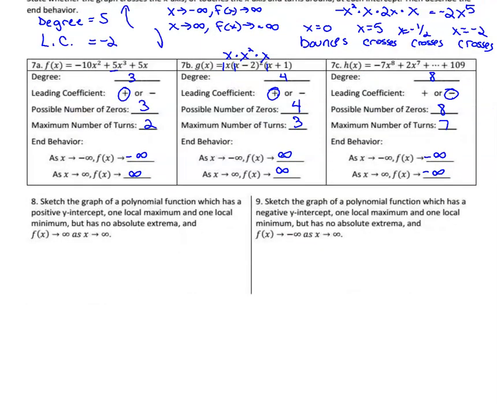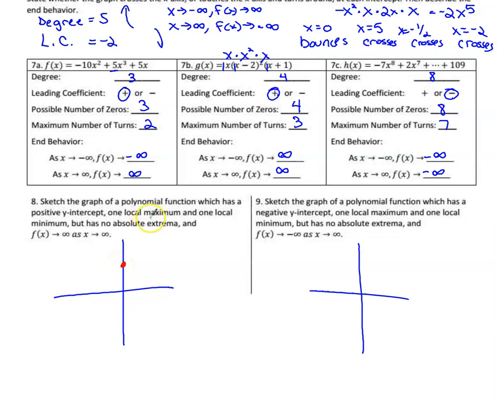And then the last section on this one says I'm going to need a coordinate plane, so I'm going to draw that on both 8 and 9. And we'll switch colors for my graph. Sketch a graph of a polynomial function. So it's going to be continuous, so I'll draw it without picking up my pencil. And it has a positive y-intercept, so it crosses the y-axis up here.